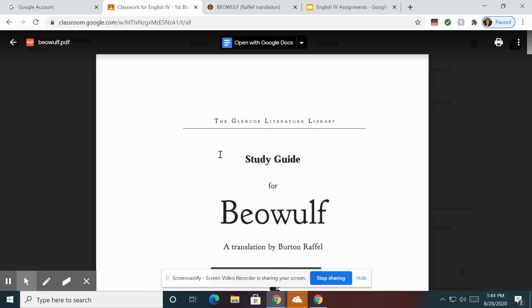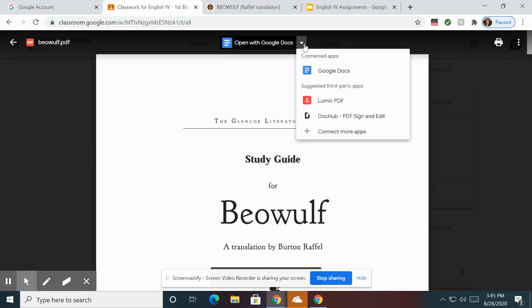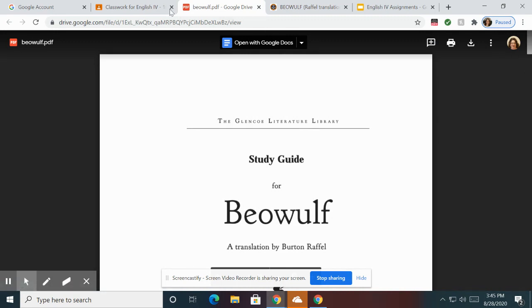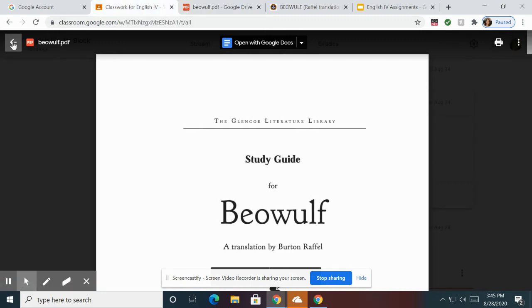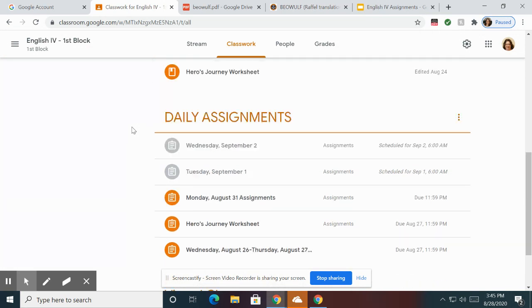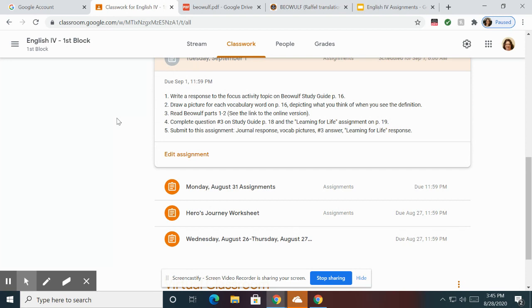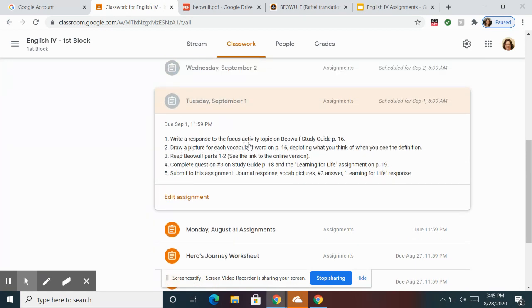Now, I'm going to go ahead and open this. Let's see. I'm sorry. I'm going to go ahead and come over here to more actions. I'm going to open this in a new window so that I can go back to my assignments, and I don't have that covering up my assignments. Okay. So back to our Tuesday list of assignments. So the very first thing is write a response to the focus activity topic on the study guide, page 16. So I've got these two tabs open so I can refer back to them and go back and forth.